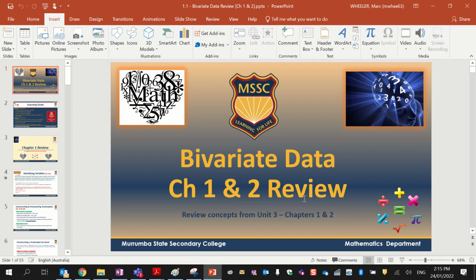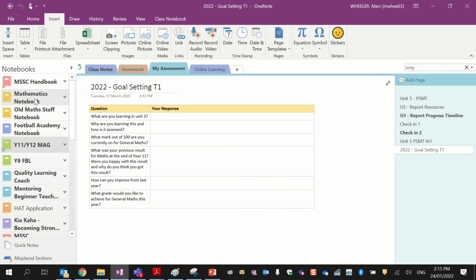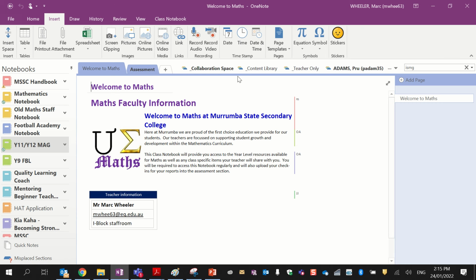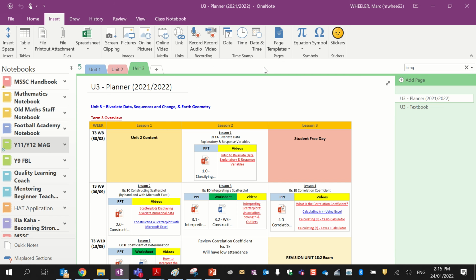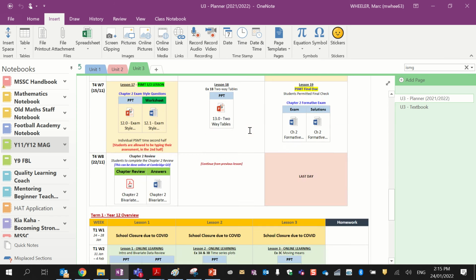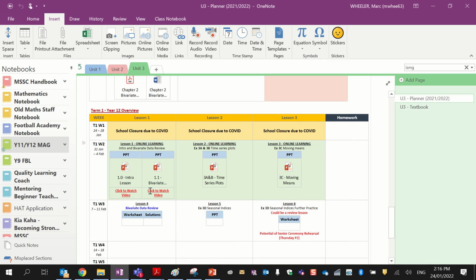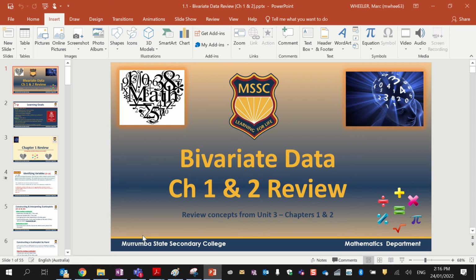The first lesson of you all coming back, I'll actually just quickly show you. In the content library, you'll see if you scroll down the OneNote, it's actually going to be a bivariate data review. So we're going to give you a worksheet on all of this sort of stuff, and you're going to have to be able to answer it. So make sure you watch this video.